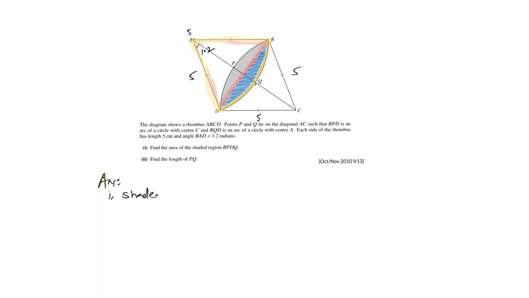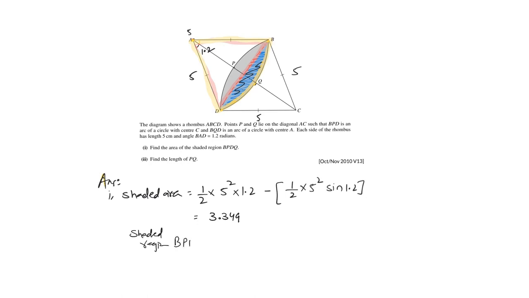So shaded area is equal to area of sector, which is half 5 square, theta is 1.2, minus the area of the triangle, which is half AB sine of 1.2. So if you work this out, you get 3.349, and this is this region, right? So shaded region BPDQ would be twice of this, and the value comes out to be 6.69, which is 6.70 rounded up.